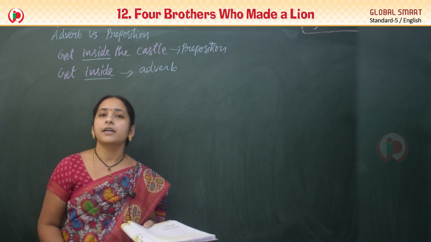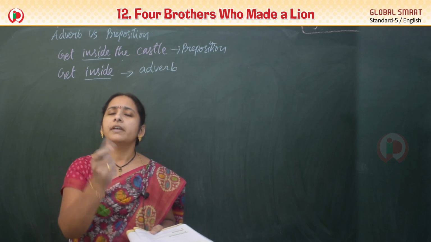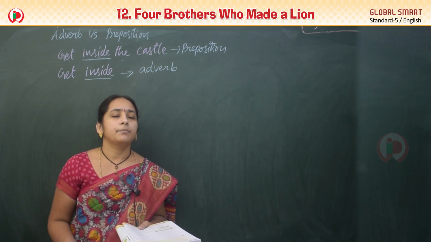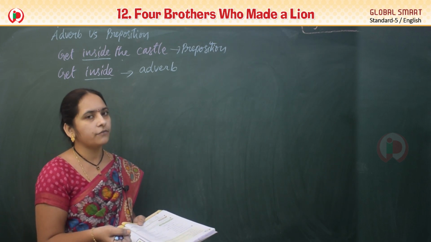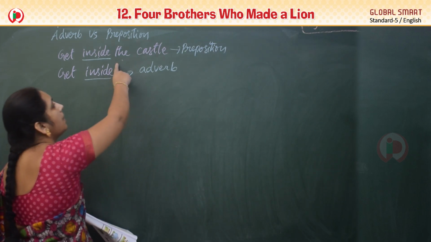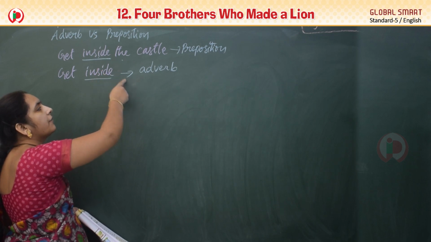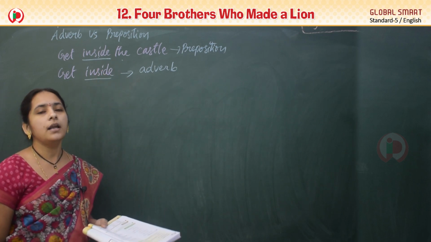Generally all those are phrasal verbs. We say verb with the preposition like that. But whether it is a preposition or an adverb, if we have some other words after the word, then it is called a preposition. After the word, if we don't have anything, that is called an adverb.